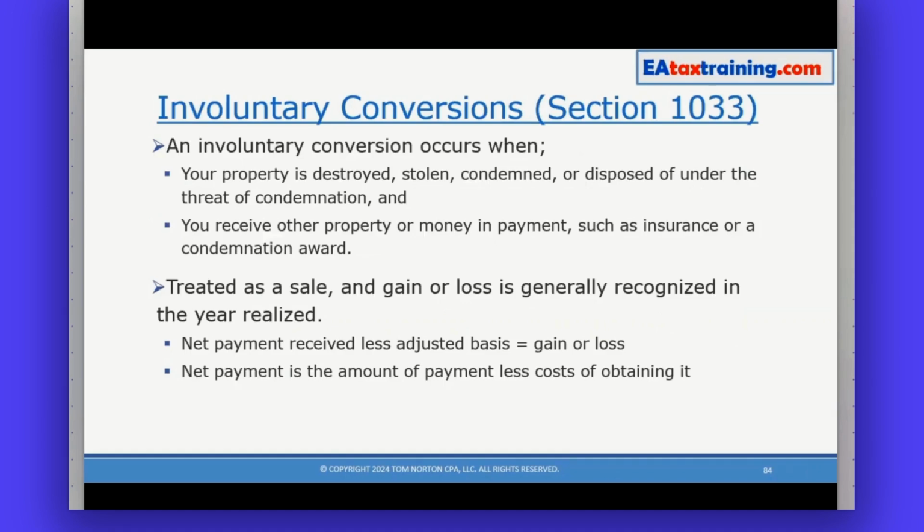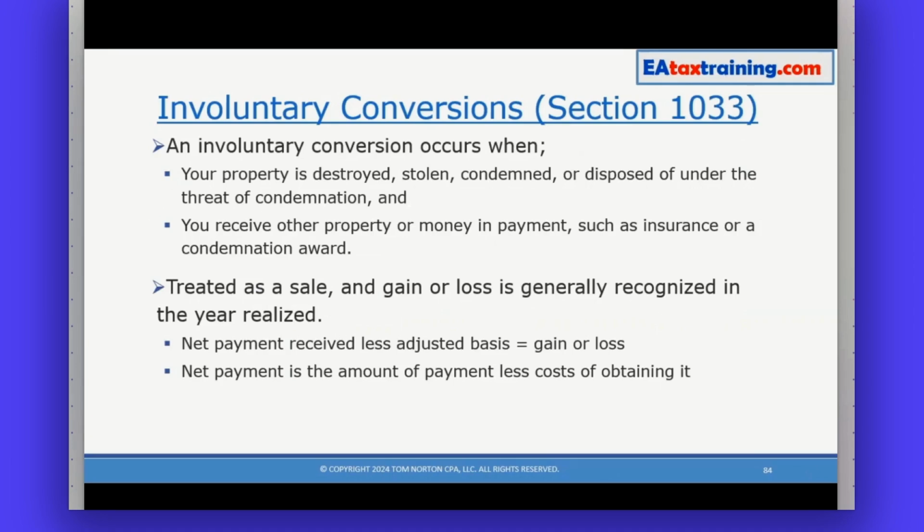Involuntary conversions are section 1033. An involuntary conversion of property occurs when your property is destroyed, stolen, condemned, or disposed of under a threat of condemnation, and you receive other property or money in payment, such as an insurance or a condemnation award. This is treated as a sale, and a gain or loss is generally recognized in the year it was realized.